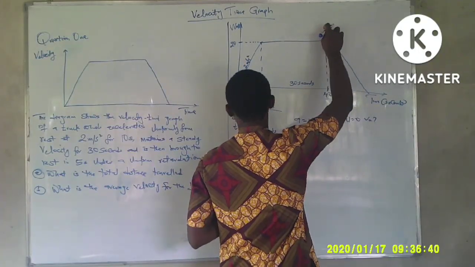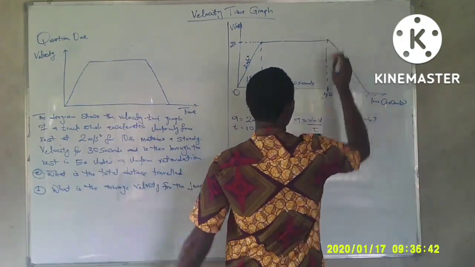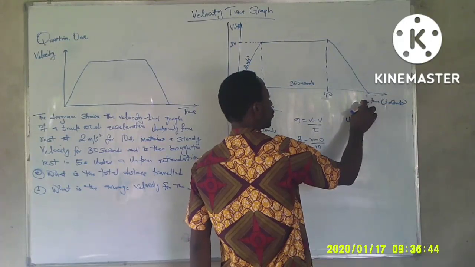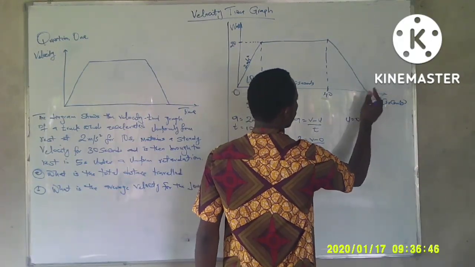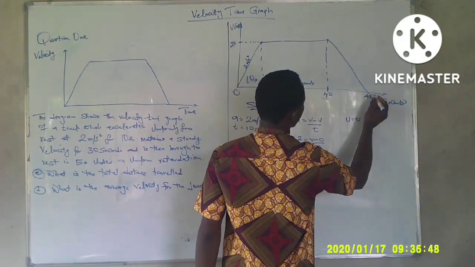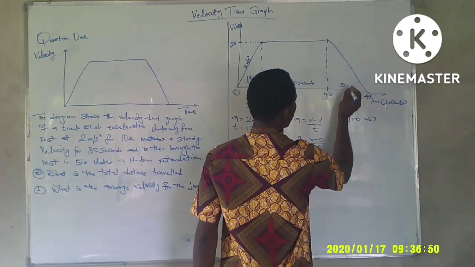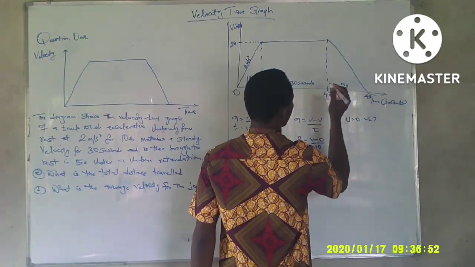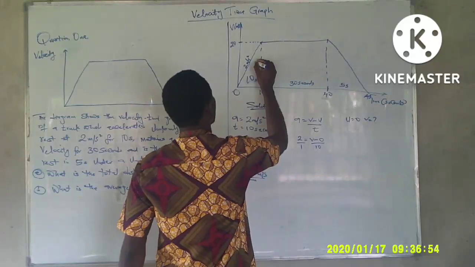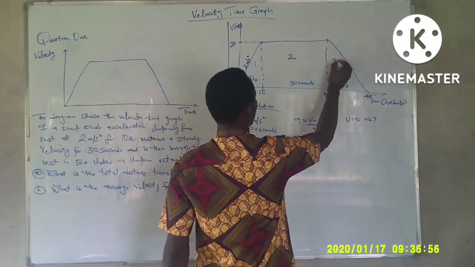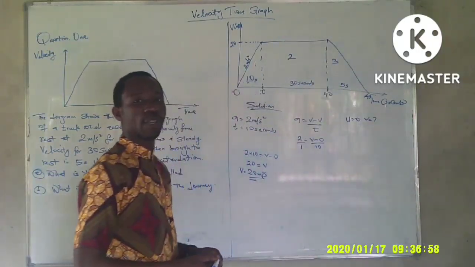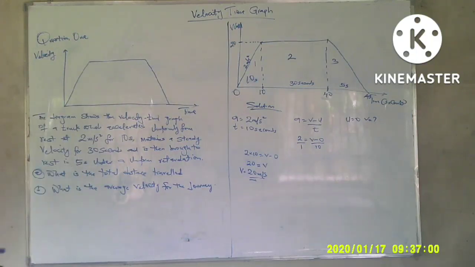it is then brought to rest for what? 5 seconds. So 40 plus 5 gives us 45. So let's input 45 here. The time spent between 40 and 45 is 5 seconds. So this is the first stage, this is the second stage, this is the third stage. Yes. Hope you are getting it based on the question.